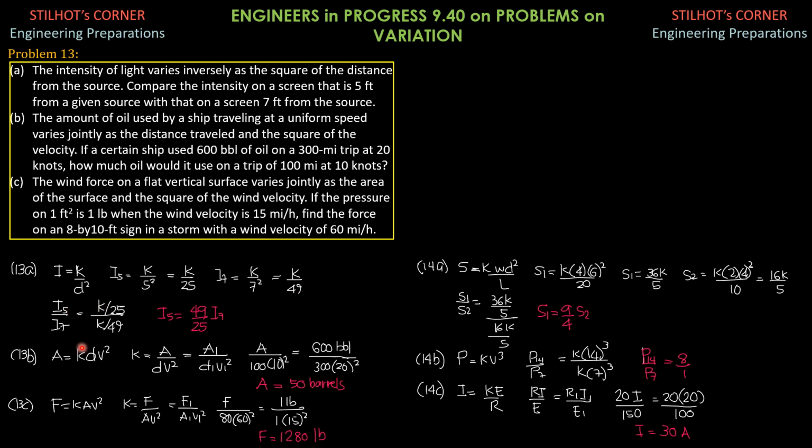Therefore, I5 over I7 is k over 25 over k over 49. Cancel out k, so that's 49 over 25. Meaning the intensity of the light when it is 5 feet from the screen is equal to 49 over 25 times that of the intensity when the light source is 7 feet from the screen. So that's the answer to the first.